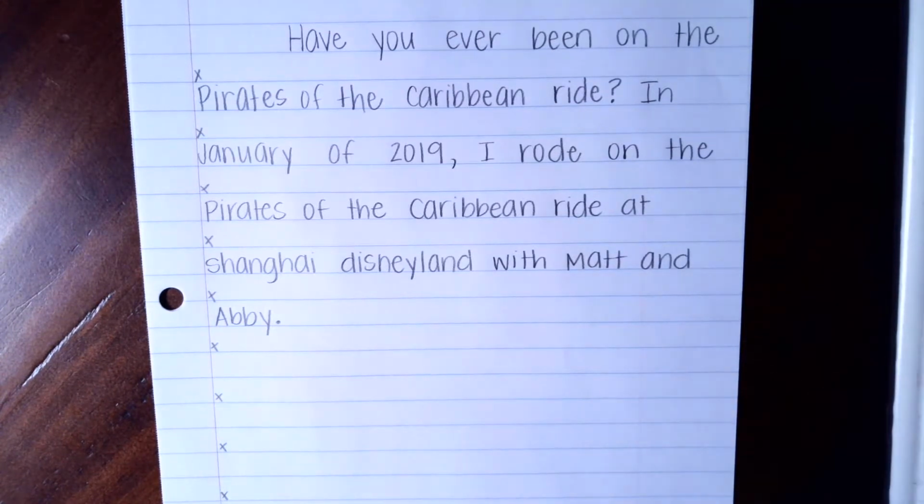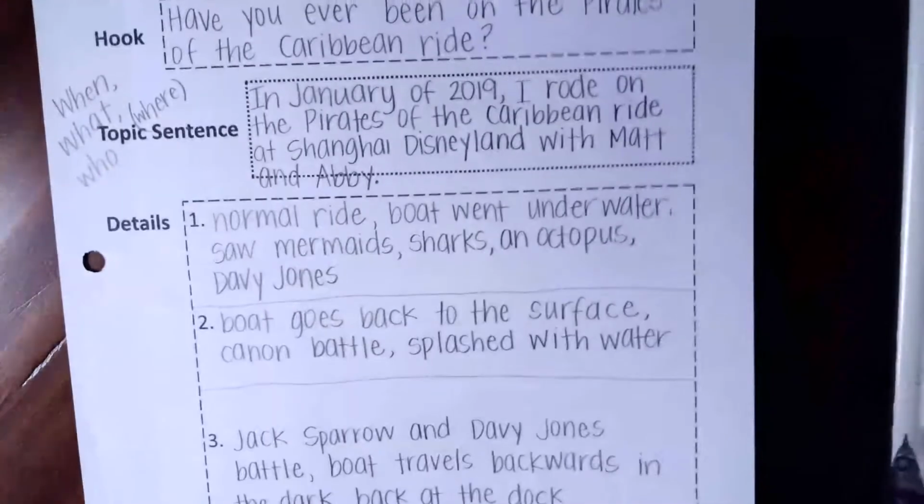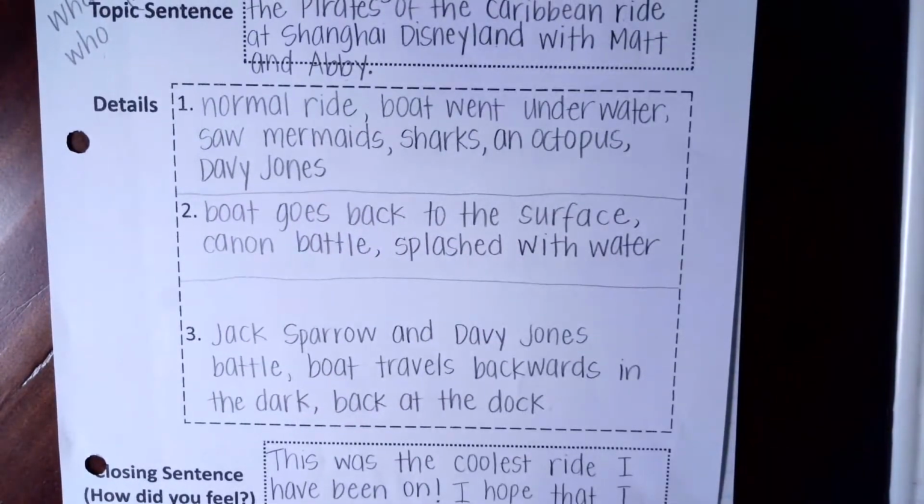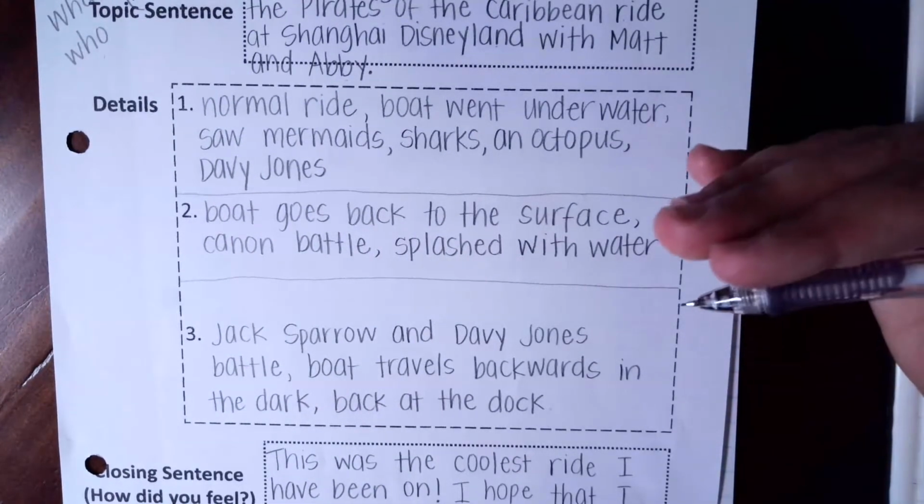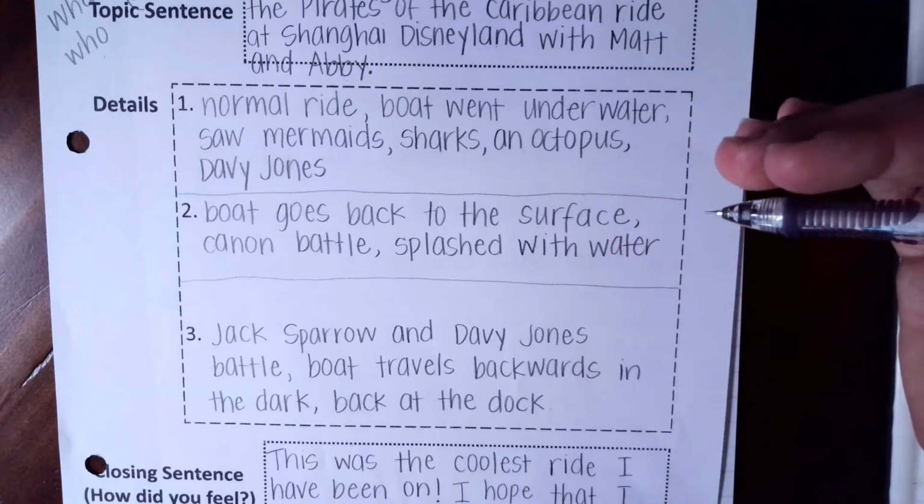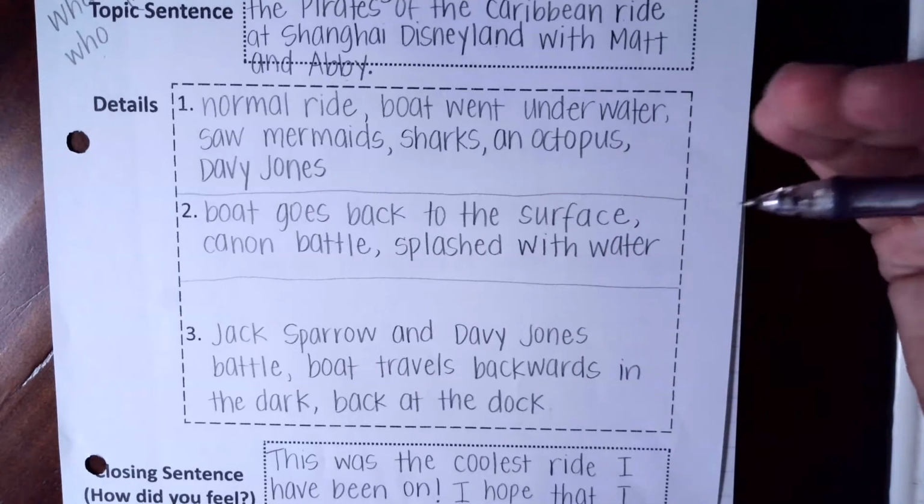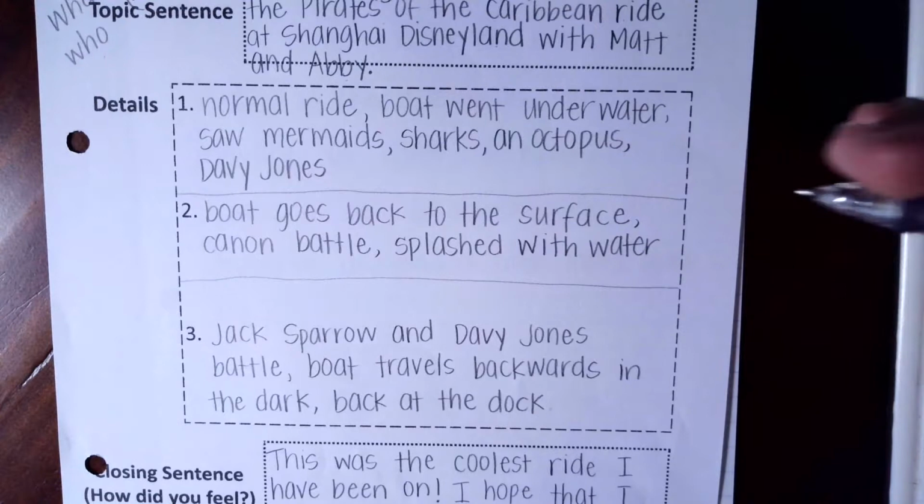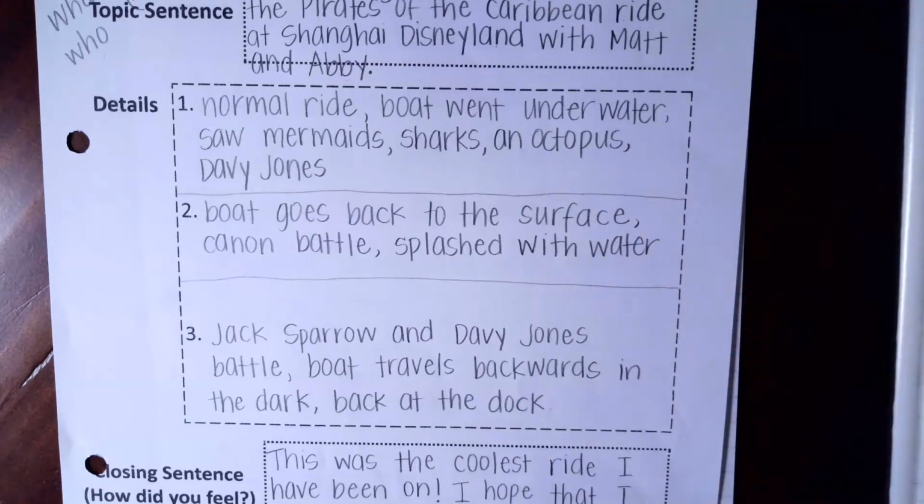Now, when we write the next part, we didn't really write any sentences, right? And if you look at mine, it just kind of says what I want to talk about. It was a normal ride, and then the boat went underwater, and we saw mermaids, sharks, octopus, and Davy Jones, and the boat goes back to the surface, and we were in the middle of a cannon battle. We got splashed with water, and then we see Jack Sparrow and Davy Jones fighting, and the boat travels backwards in the dark, and then we are back at the dock.